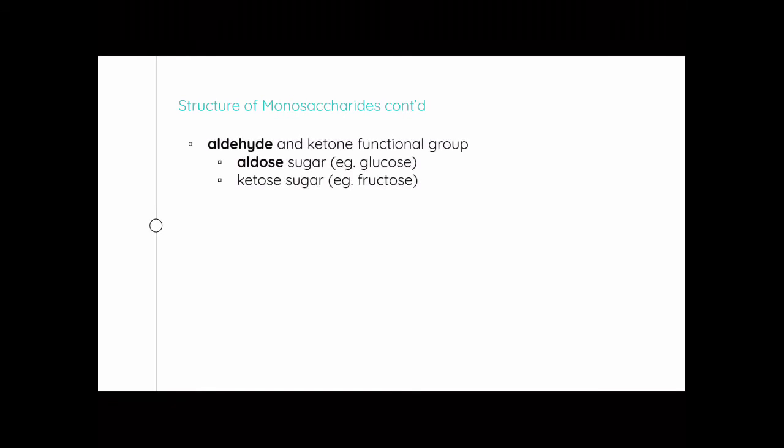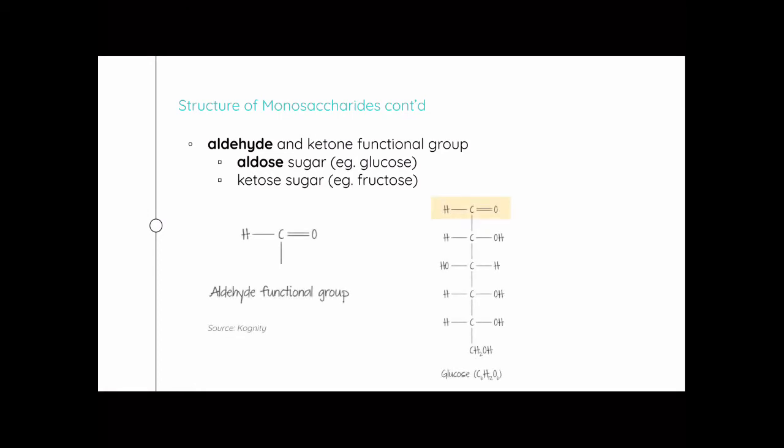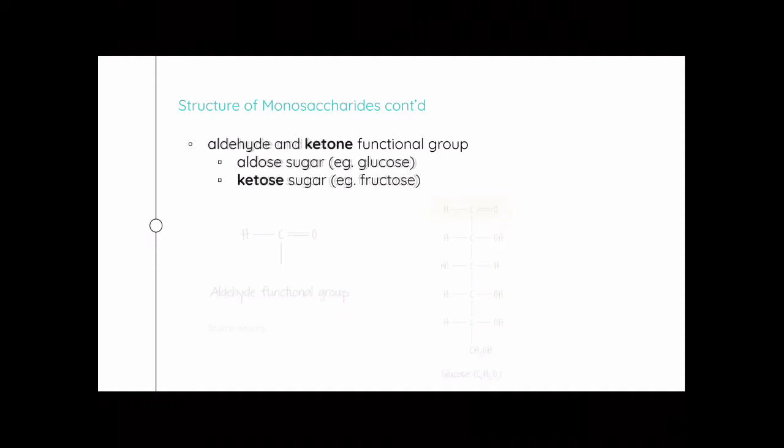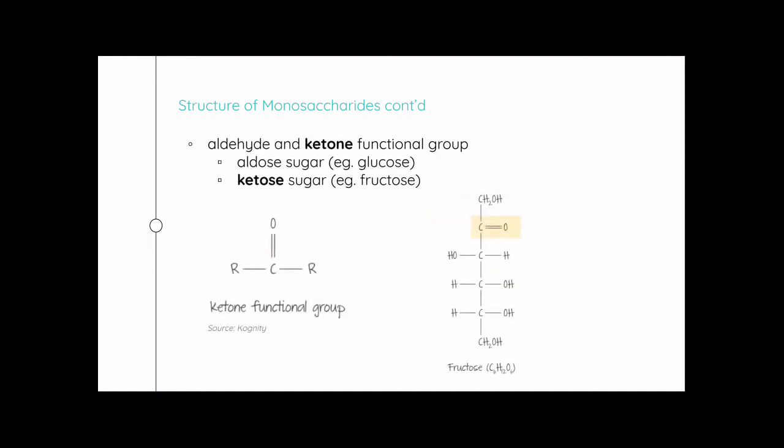Lastly, there are two functional groups known as aldehyde and ketone functional groups. Glucose is an example of an aldose sugar because it contains the aldehyde functional group, while fructose is an example of a keto sugar, again because it contains a ketone functional group.